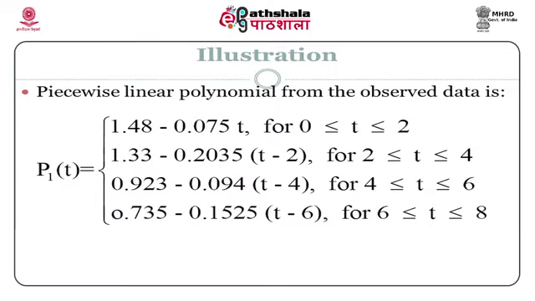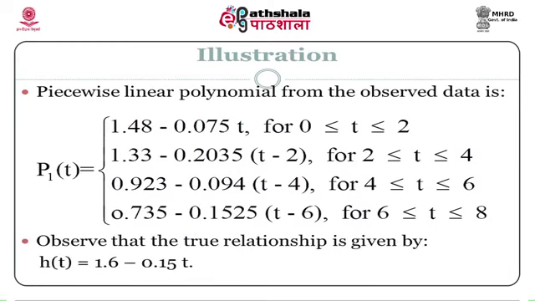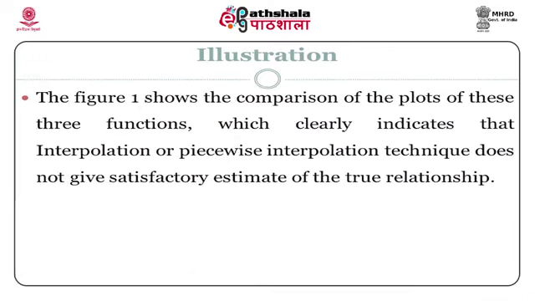So we have got 2 experimental estimates for the height and 1 theoretical estimate, as already said, that is h(t) equal to 1.6 minus 0.15t. Figure 1 shows the comparison of the plots of these 3 functions, which clearly indicates that interpolation or piecewise interpolation technique does not give a satisfactory estimate of the true relationship.